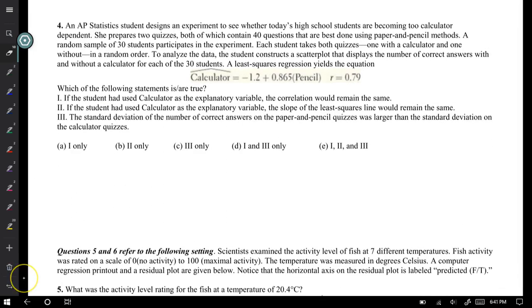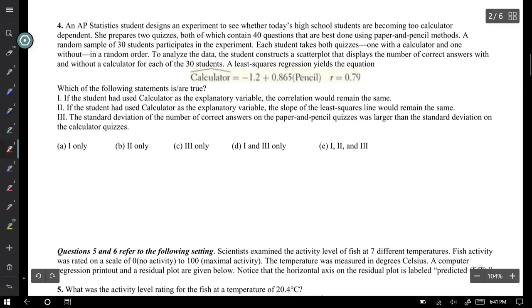Number 4. An AP statistics student designs an experiment to see whether today's high school students are becoming too calculator dependent. She prepares 2 quizzes, both of which contain 40 questions that are best done using paper and pencil methods. A random sample of 30 students participates in the experiment. Each student takes both quizzes, one with the calculator, one without, in random order. To analyze the data, the student constructs a scatter plot that displays the number of correct answers with and without a calculator for each of the 30 students. A least squares regression yields the equation shown. Which of the following statements is or are true?